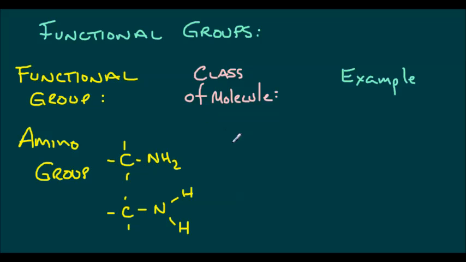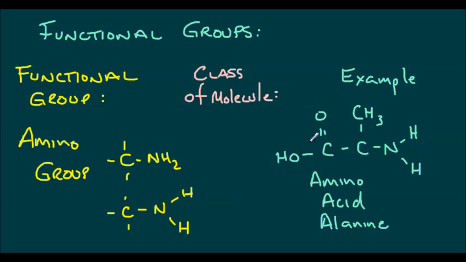Okay, very common in amino acids, and you could see this as an example in the amino acid alanine. So as you can see, this is the amino acid alanine. It has the amino group here, and it has the organic acid group here. This part of an amino acid is extremely important. It's another grouping on the amino acid, and this determines how the amino acid behaves and what kind of an amino acid it is. When we get into proteins, we're going to talk about that a little bit.